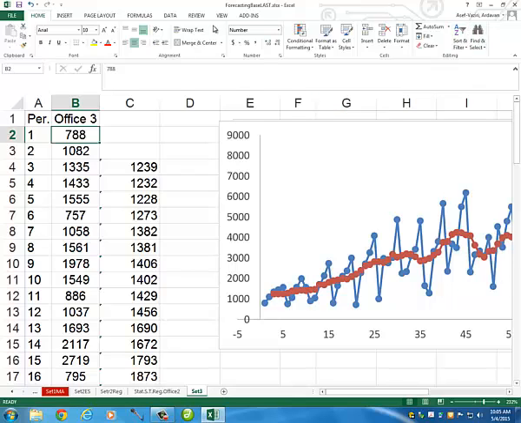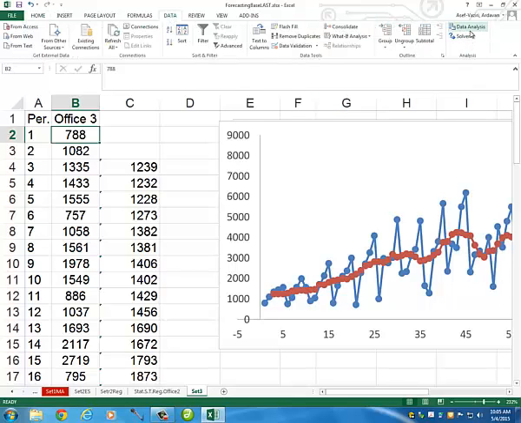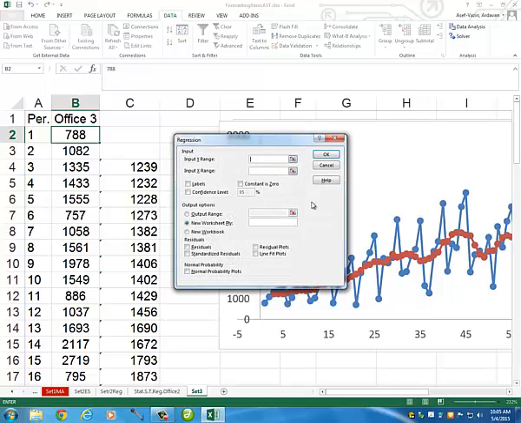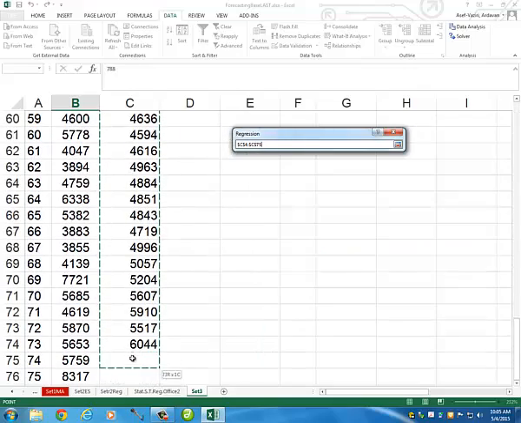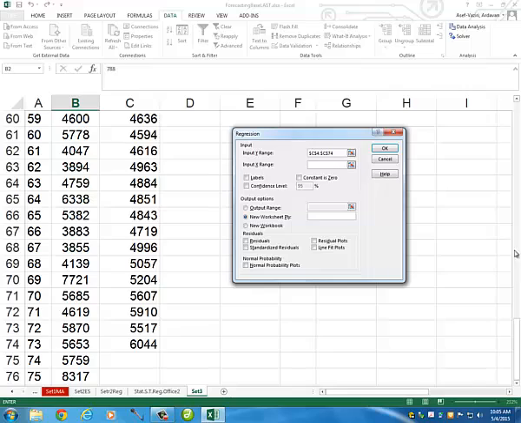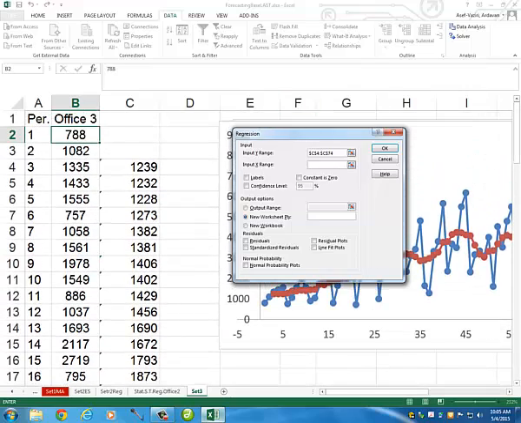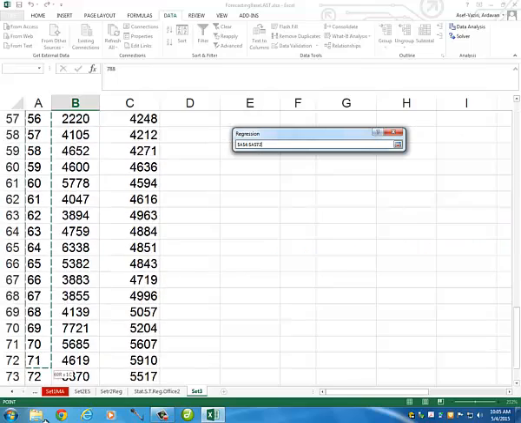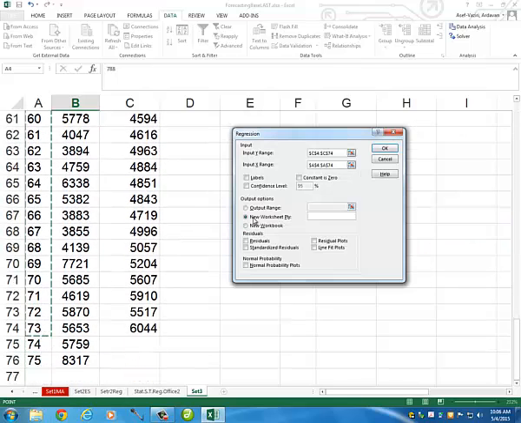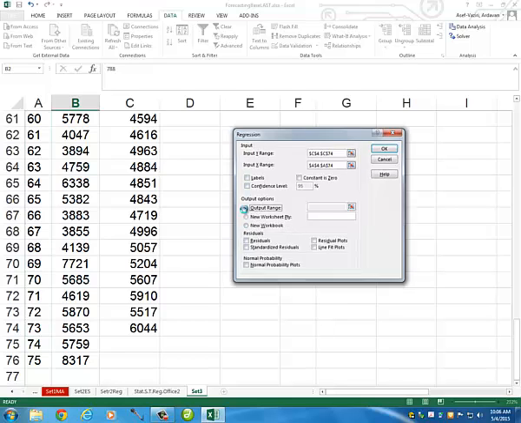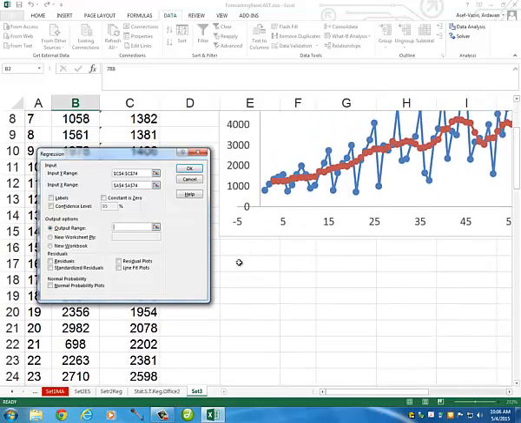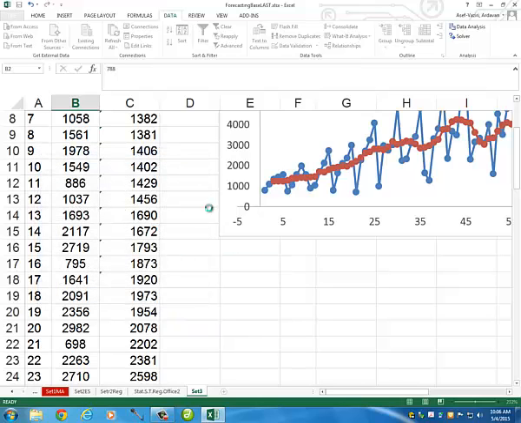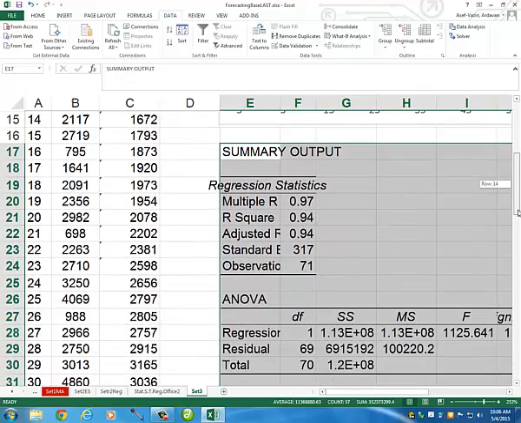Now I go to Data Analysis, then Regression. Where are your y values? They're here. These are my y values. Where are your x values? These are here, the x values corresponding to those y values. Do you want the output in a new worksheet, or do you want it here? I want it here because I want to show something to you, so I paste it here. So now the regression is done.